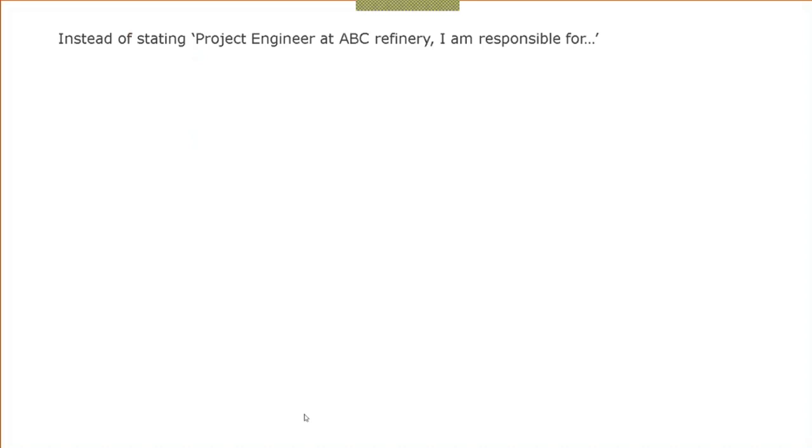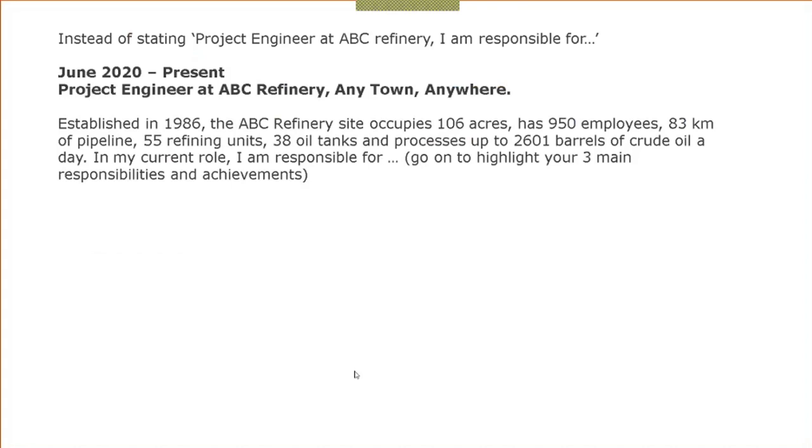So instead of stating, for example, project engineer at ABC Refinery, and thinking that because it's a huge refinery occupying a huge site that everybody will be familiar with it, include a couple of sentences that put that organization into perspective, so that the assessor, perhaps abroad or another part of the country, can understand your employer and the nature of its business.